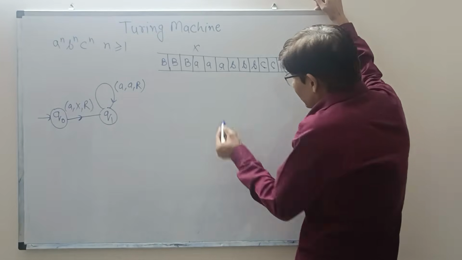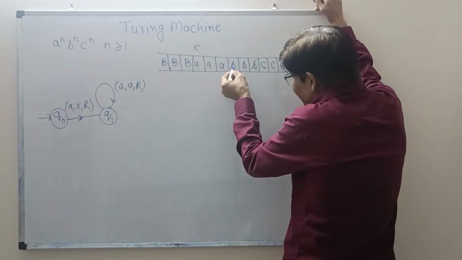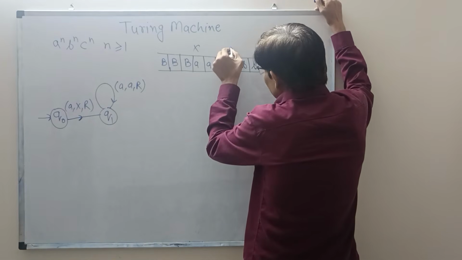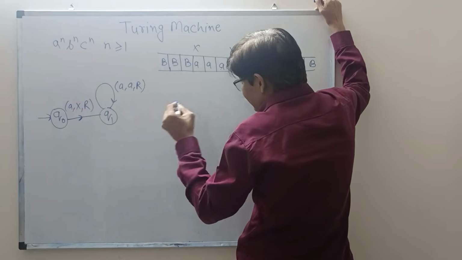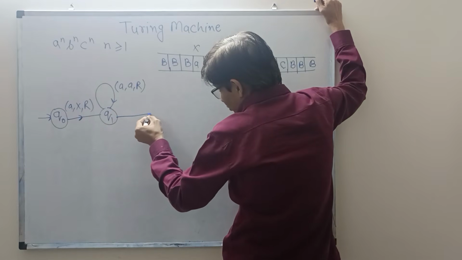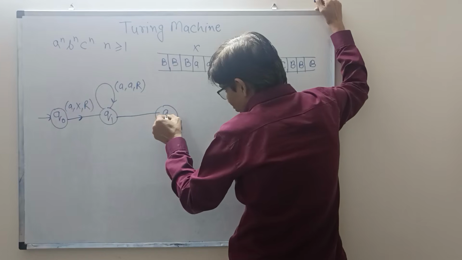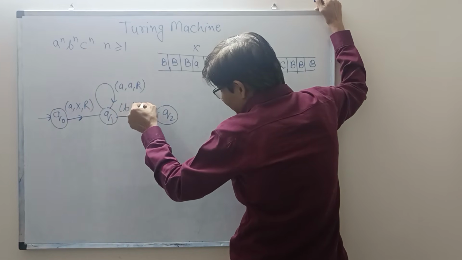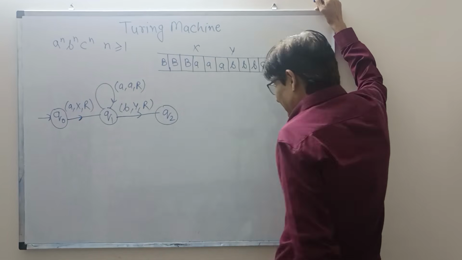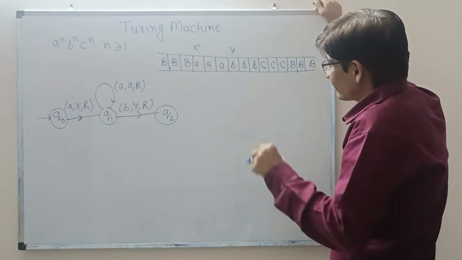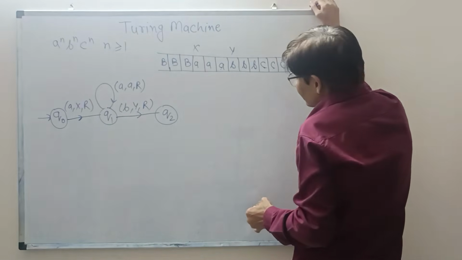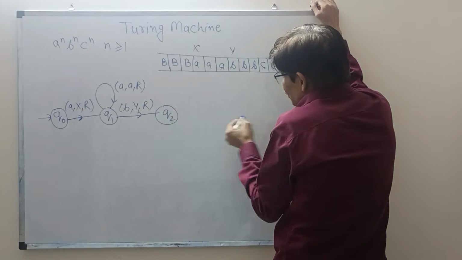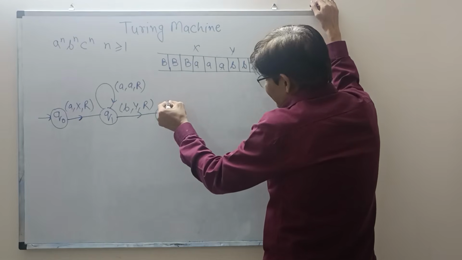Now on Q1, you will get the first B. So when you get the first B on Q1, you will convert this into Y and change your state to Q2, and you will continue moving towards right. Then on Q2, you may get another B's. So you will skip all these B's.